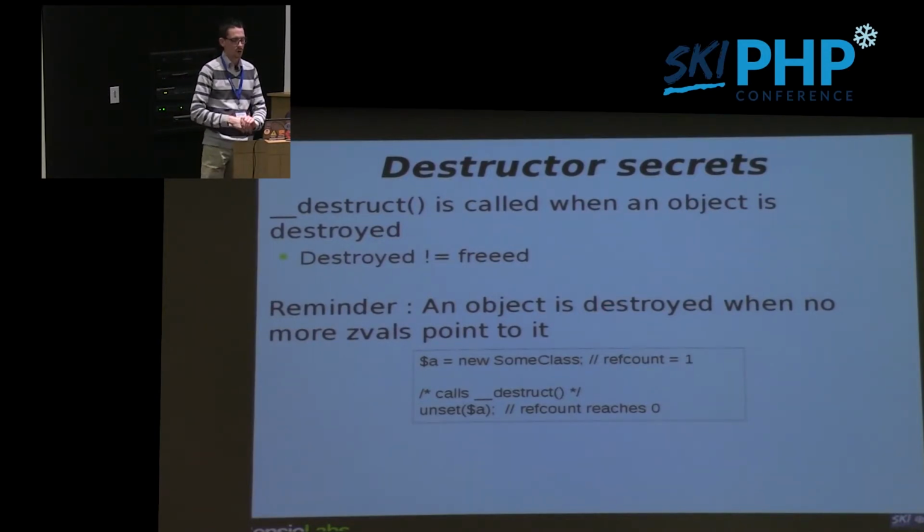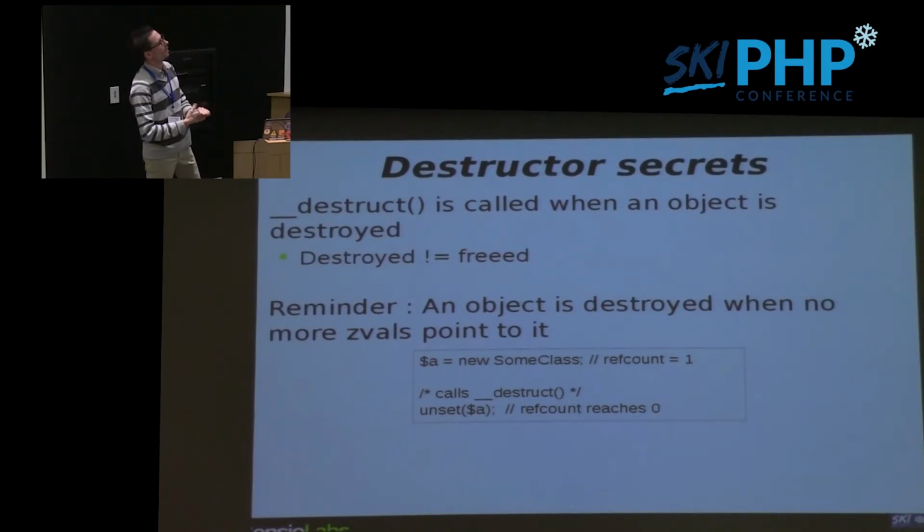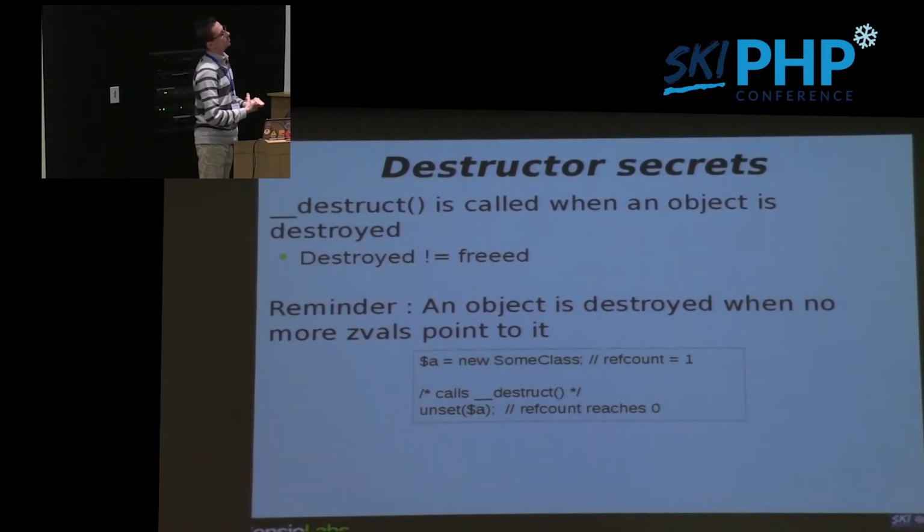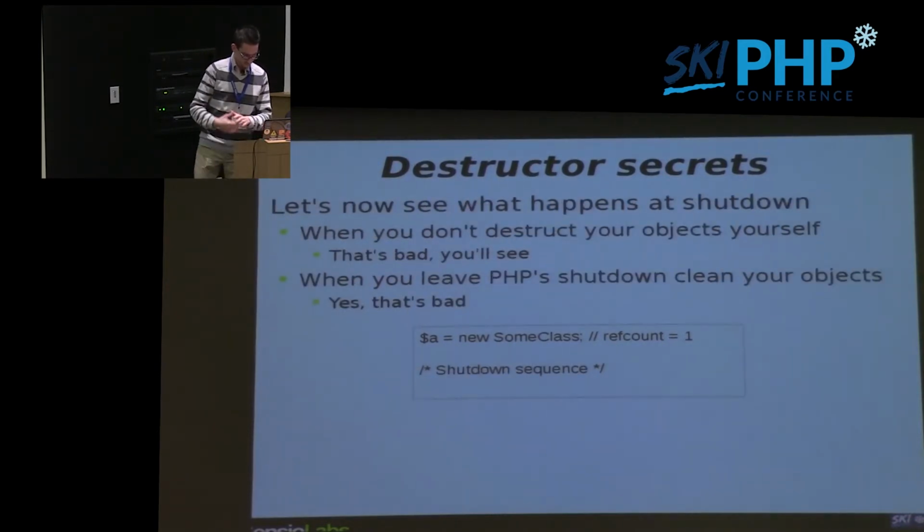An object is destroyed when no more zval points to it. So this is how PHP actually destroys it. You create an object, you unset it. Obviously, there is no other pointer to the object, so the refcount reaches 0, and destruct will be called.